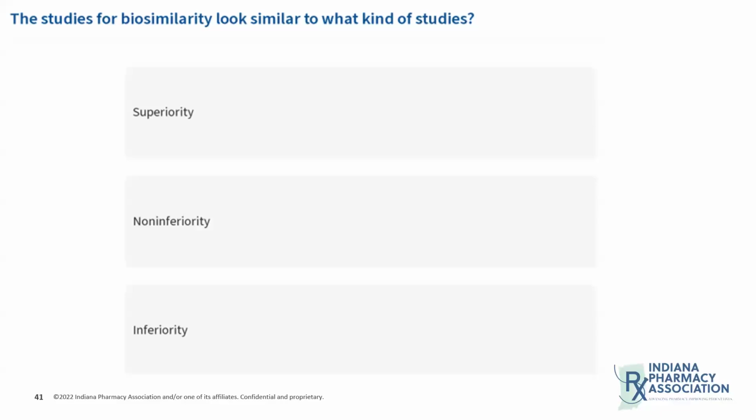But again, it has to be an interchangeable, and that's where the Purple Book will come into play. Look at the Purple Book, check to see if your biologic or biosimilar has an interchangeable, or if that biosimilar is an interchangeable biosimilar, then that substitution can occur. The studies that we looked at, second to last question here: the studies here for biosimilarity look similar to what kind of studies? Superiority studies, non-inferiority studies, or inferiority studies?